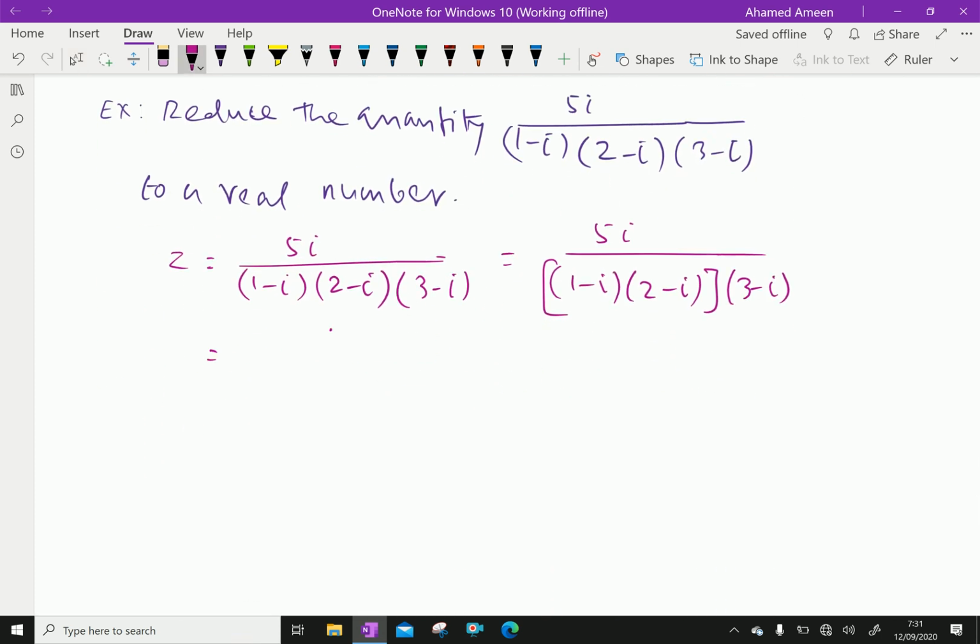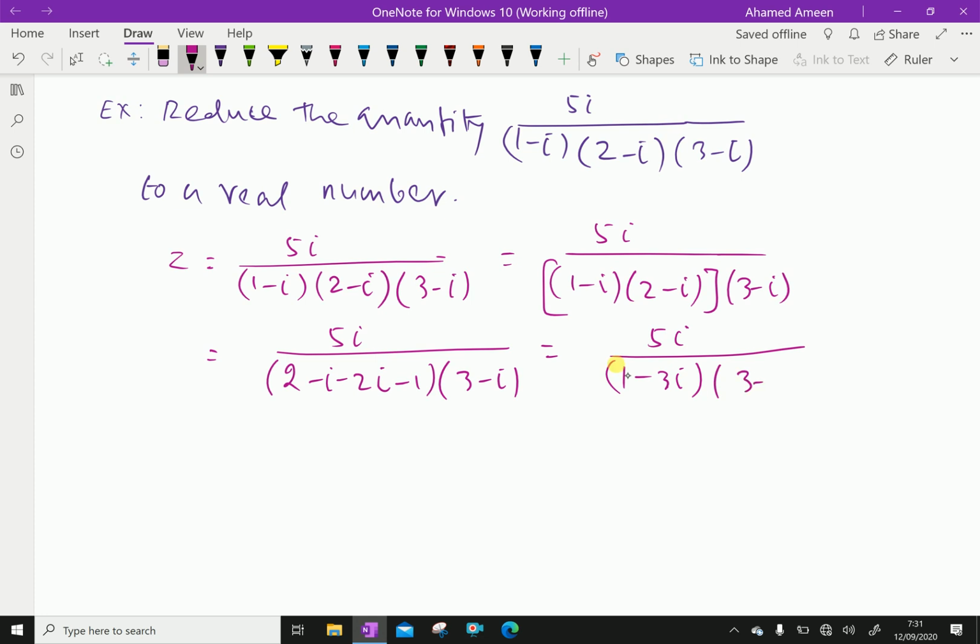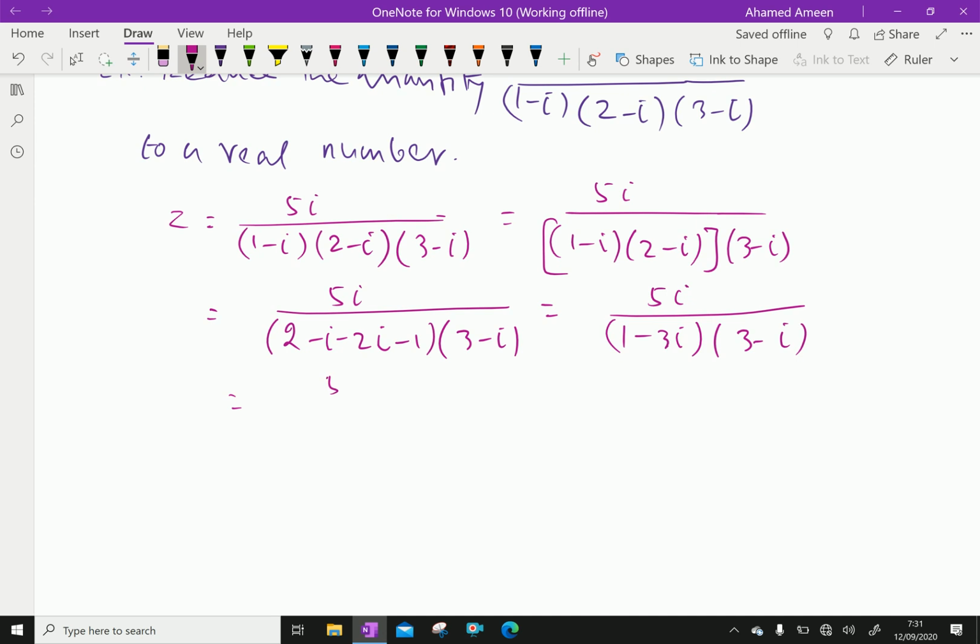Here, this is equal to 5i over, 1 into 2 is 2, 1 minus i is 1 into 2 is 2, 1 into minus i is minus i, minus 2i squared, that is minus 1, into 3 minus i. So 5i over 2 minus 1 is 1 minus 3i, into 3 minus i. Further, 5i over, multiply these two things: 1 into 3 is 3, minus i, minus 9i, minus into minus plus 3i square, that is minus 3. We get 5i over minus 10i, which is equal to minus half.